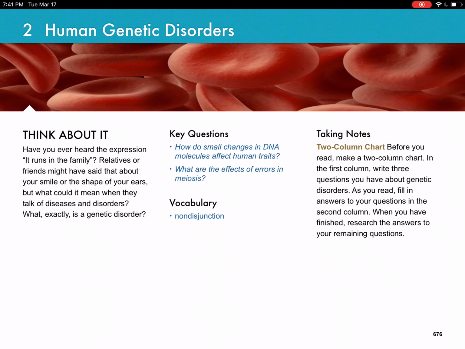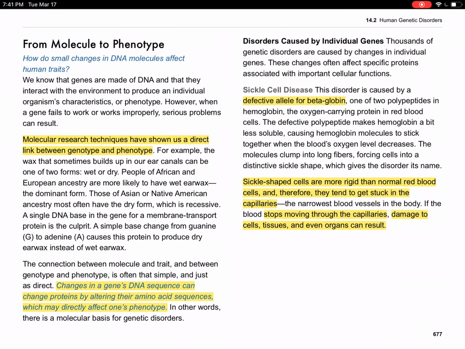Okay, now we're going to cover Chapter 14, Section 2, Human Genetic Disorders. Our key questions are, how do small changes in DNA molecules affect human traits? And what are the effects of errors in meiosis? Roman numeral 1 in our notes, from molecule to phenotype.